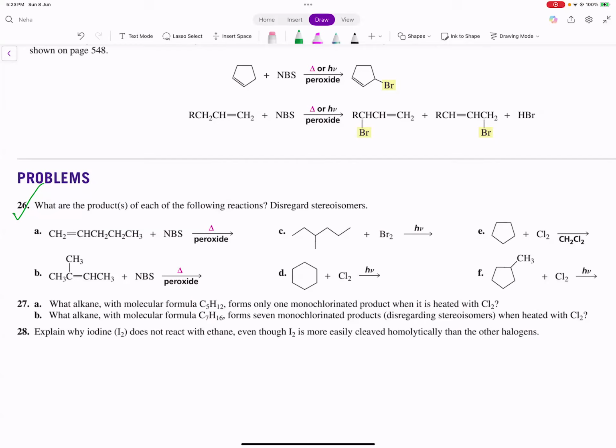Whenever there is NBS, we first abstract the hydrogen, the allylic hydrogen, and then we draw the resonating structure and check if there are two products. This is quite a good candidate for more than one choice correct. We can phrase it like that.